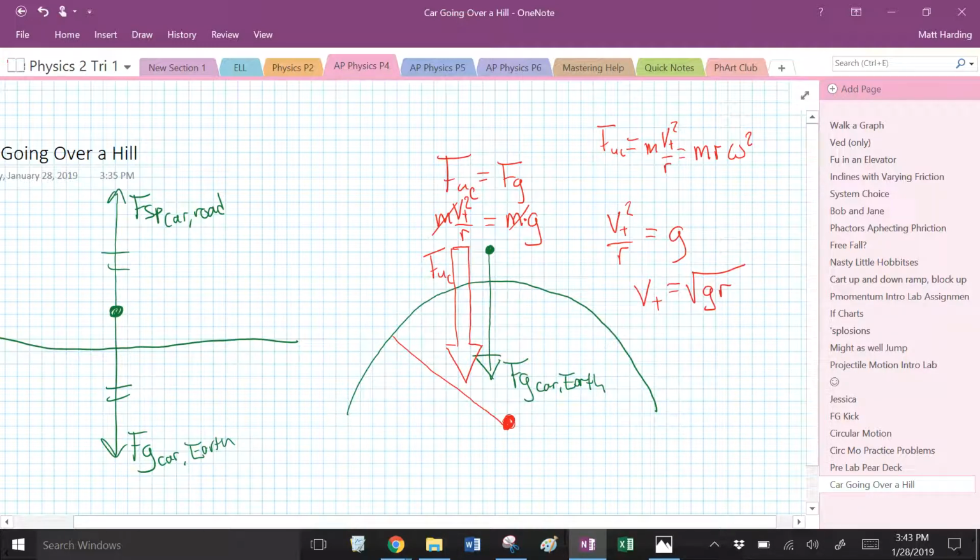So whatever the radius of the hill is, I take that times 10, square root of that. That's the speed I have to be going in order to catch a little bit of air when I go over the top of it. Okay, because that sets up this condition where the F_uke is equal to F_g. So that's just a quick little insight heading into the problem.